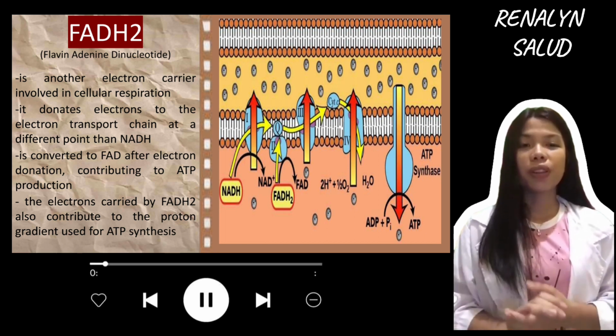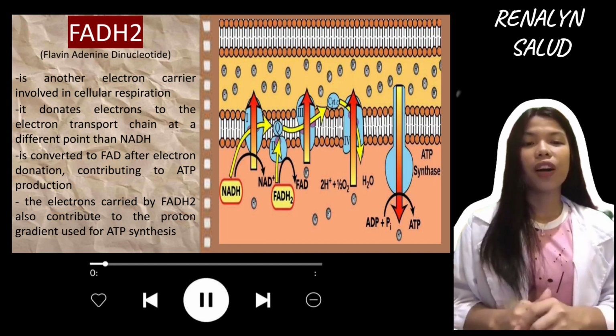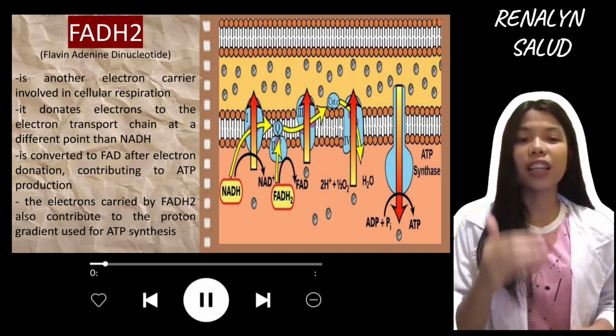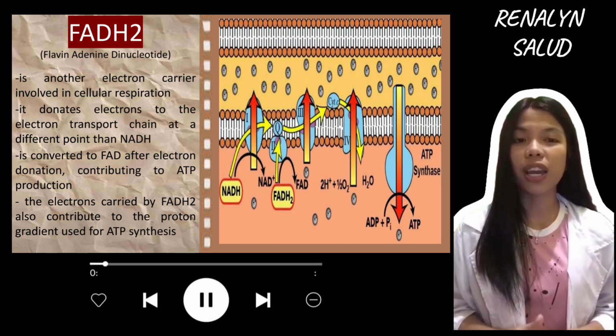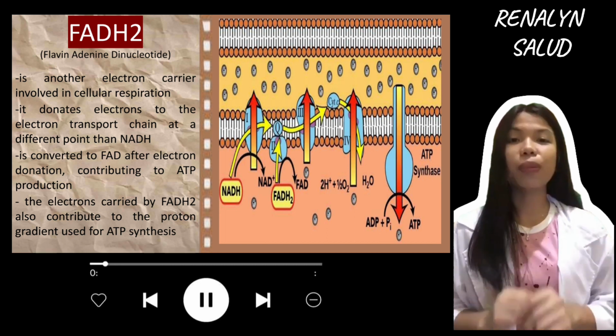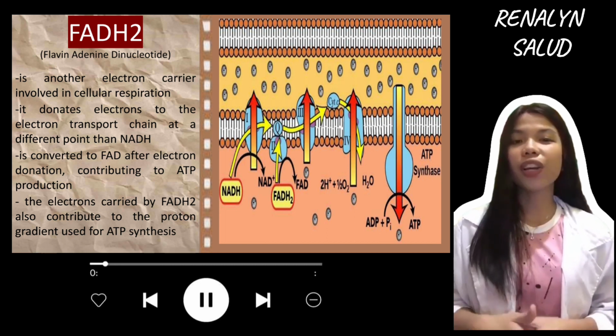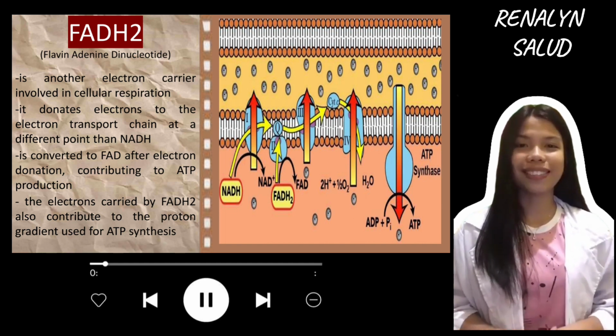Both NADH and FADH2 have the role of donating electrons to the electron transport chain. They also both donate electrons by providing a hydrogen molecule to the oxygen molecule to create water during the electron transport chain.